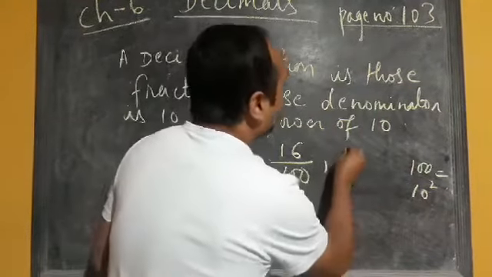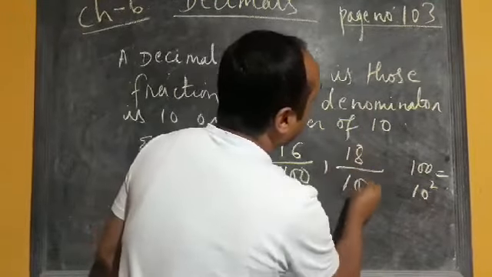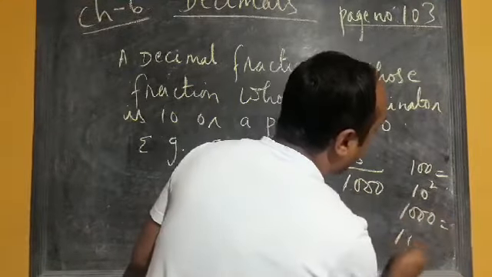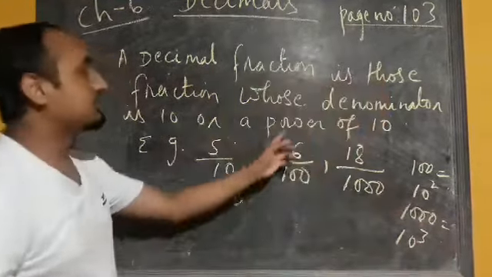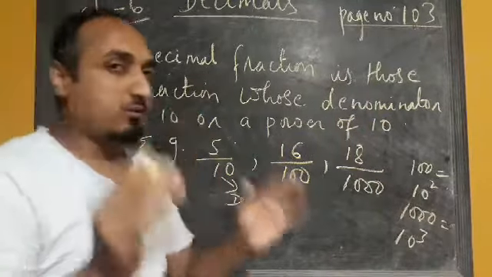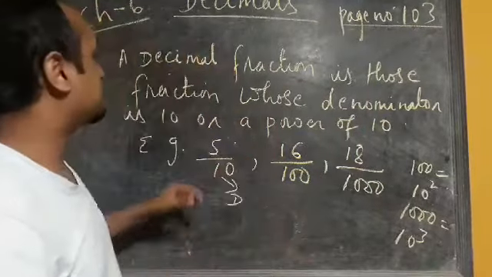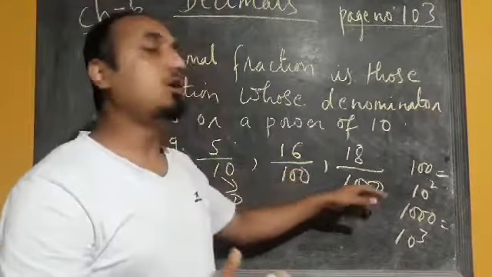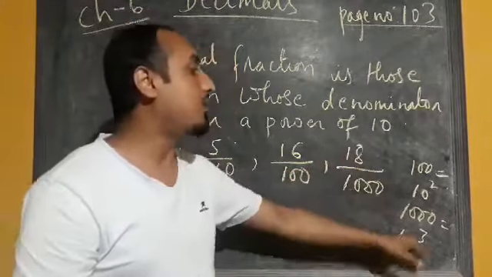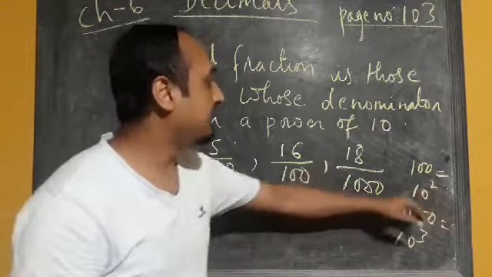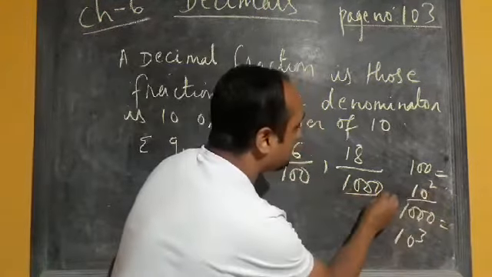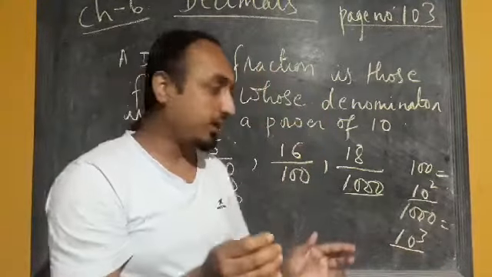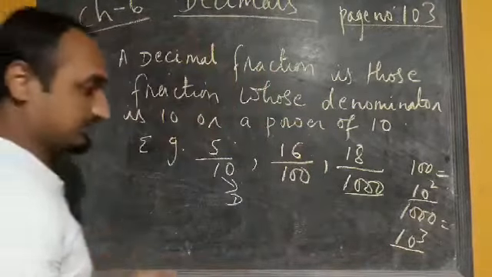Similarly, a number can be 18/1000. So here 1000 can be written as 10 to the power 3. So this is the meaning. What is a decimal fraction? A decimal fraction is a fraction whose denominator is 10, maybe 100 or 1000. So that is called a power of 10. If it is 100, 10 square. If it is 1000, 10 cube, or 10 to the power 3. So this is the definition.